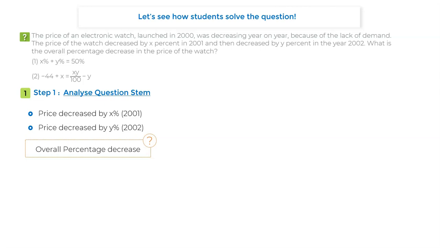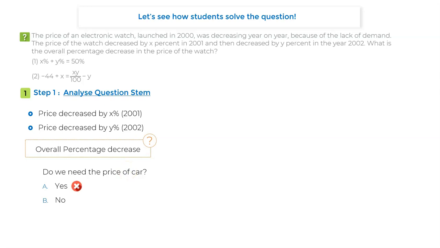And I need to find out what is the overall percentage change or percentage decrease in the price of the watch. Now after reading this question stem, a lot of students may wonder that there are two variables X and Y. The price isn't mentioned, so do we really need the price of the watch? That's a question you might have in mind, and some of you may think yes, some of you may say no. But if you're thinking yes, then let me tell you beforehand that you are incorrect.